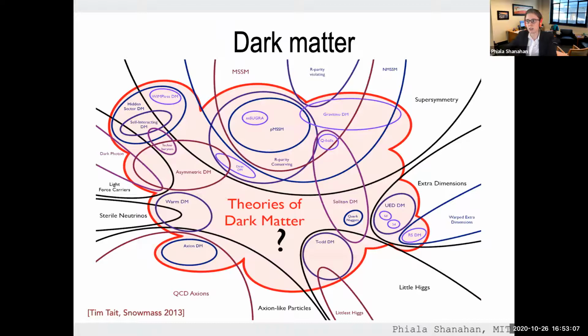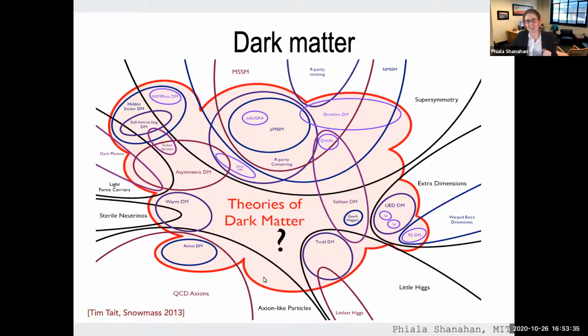Okay, so there are many models for dark matter, but in some sense, few constraints. And in this context, I like to show this figure from Tim Tait that tries to summarize a variety of the models for dark matter. We have supersymmetry, extra dimensions, sterile neutrinos, dark photons, Higgs, axion-like particles. There's a big theory space, right? And what we need to do is rule out or support different theories in this space in order to understand what dark matter could be.